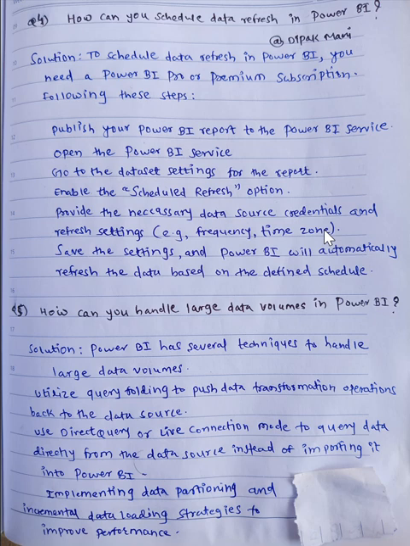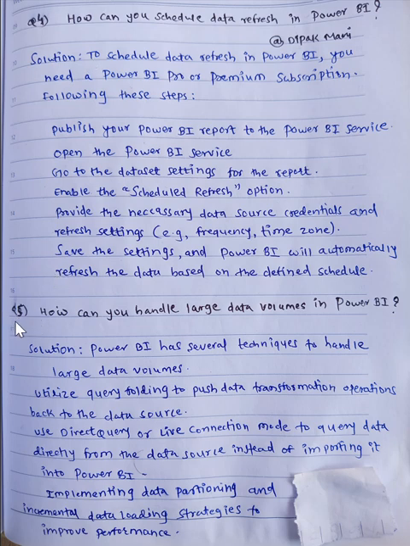You know that in a Pro account we can give the refreshes 8 times in one day, and for a Premium Per User account we use 48 times a day. After that, save the settings, and Power BI will automatically refresh the data based on the defined schedule. This is the process of scheduling the refresh in Power BI.